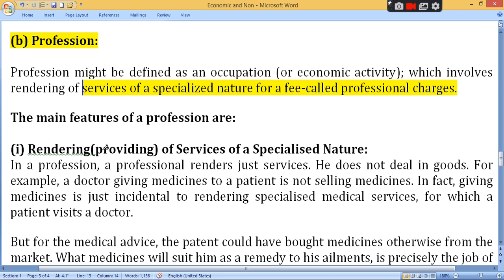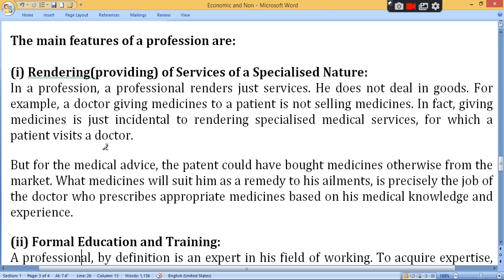Clear? So, main features of profession. First, you have to keep in mind there are two types of activity, economic and non-economic. Economic has the main objective of earning maximum profit, and non-economic is social welfare. So it is rendering of service of a specialized nature. Clear? So rendering means providing service. Here service is the main role. Clear? What will be the meaning of profession? Providing service according to your specialization. For example, doctor, professor, lawyer, what do you call all these?